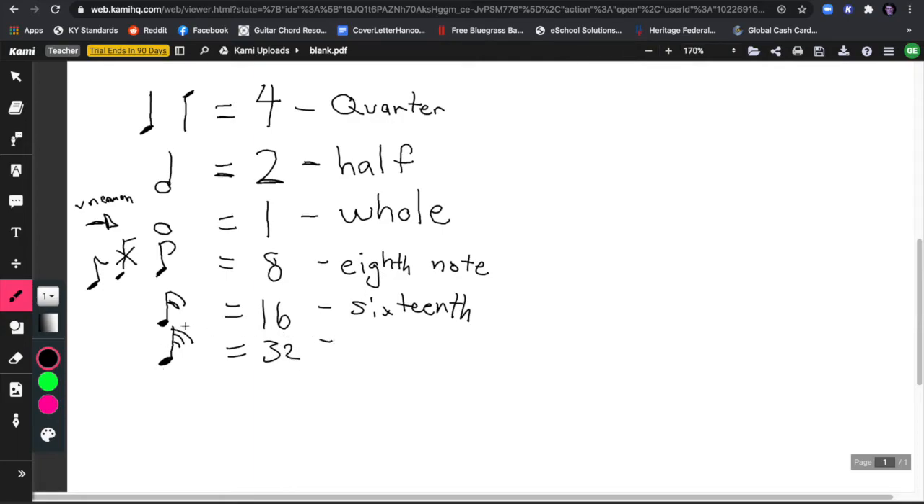This one's also very rare to see. This one's more common than these two, than a whole note or a 32nd note, but 32nd note is pretty uncommon. And I'm going to write out 32nd note for y'all. Okay, so this is our reference for what kind.